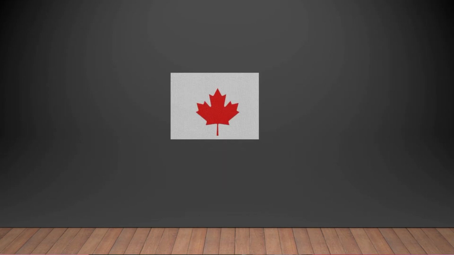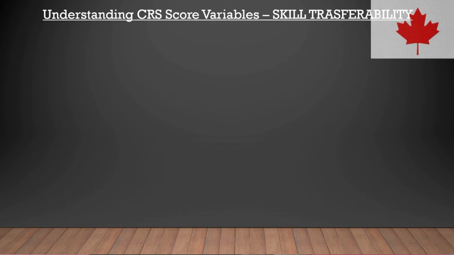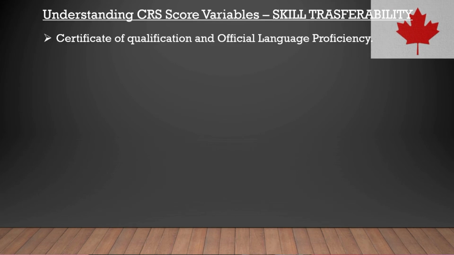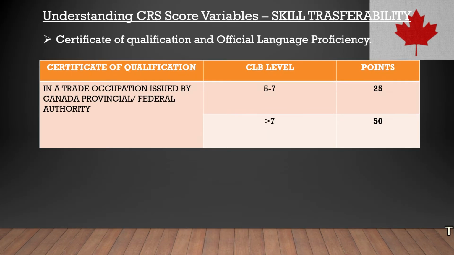The last skill transferability combination is certificate of qualification and language proficiency. Now this is something which is basically trade oriented. You have done some qualification certificate like welding, underwater welding, or some specialized welding which you have done in Canada, and you got a certificate of qualification for that.